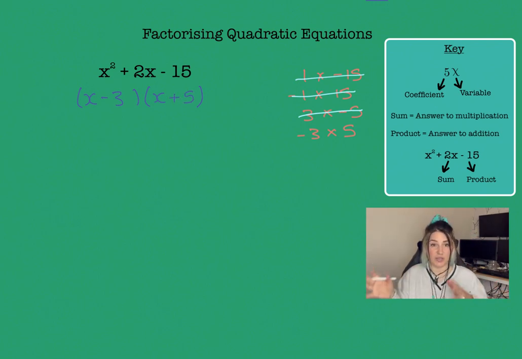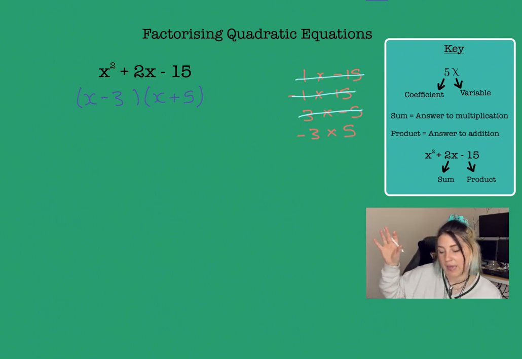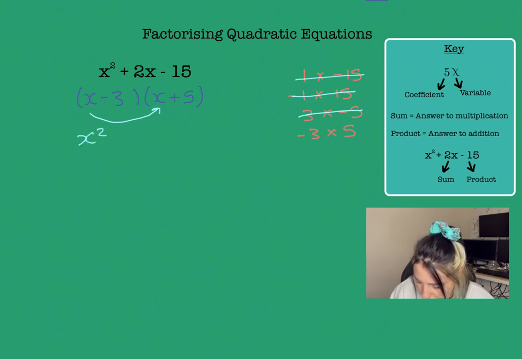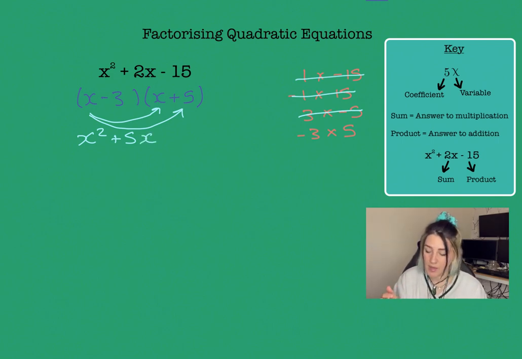Now, just to make sure that that's the correct answer and we've chosen the correct numbers, we're going to expand this and simplify, and if our end equation matches our beginning equation, we know that we've chosen the correct numbers. So again, we're going to multiply everything in that second bracket by everything in the first bracket. So let's go. We've got x multiplied by x, that's going to give us x squared. We've then got x multiplied by 5, that's going to give us plus 5x, and again, it's a positive number because it was working with the positive numbers.